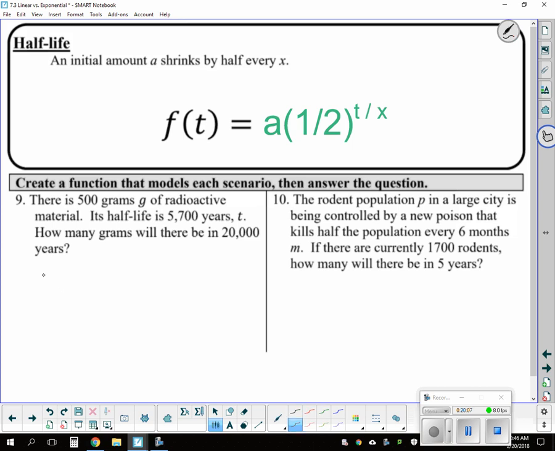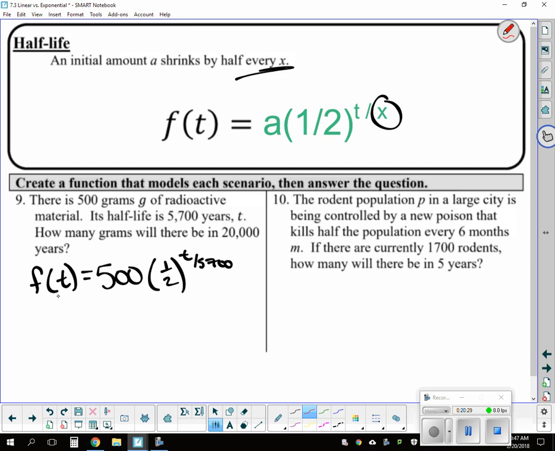All right, so f of t equals A is your initial amount. Well, there's 500 grams. That's your initial amount. It's half-life, so there's our 1/2 to the t over, it's 5,700. The half-life is your x. That's what goes on the bottom. And then when you answer the question, you're finding what was happening 20,000 years from now. So 500 times 1/2 to the 20,000 over 5,700.